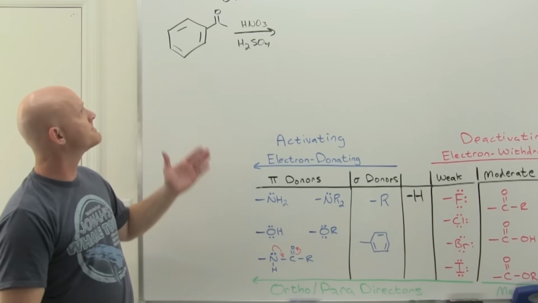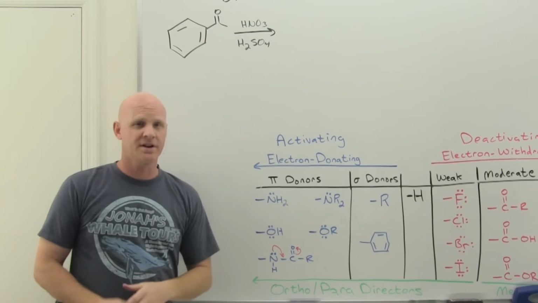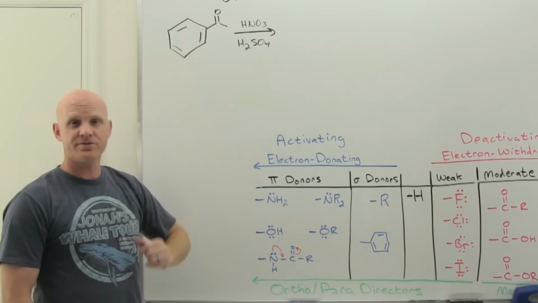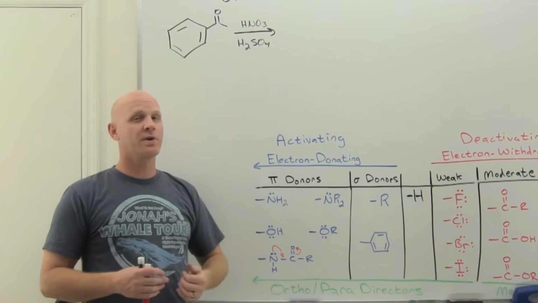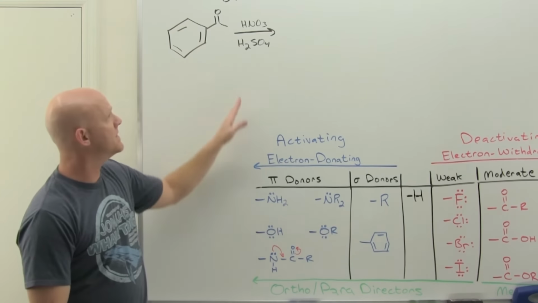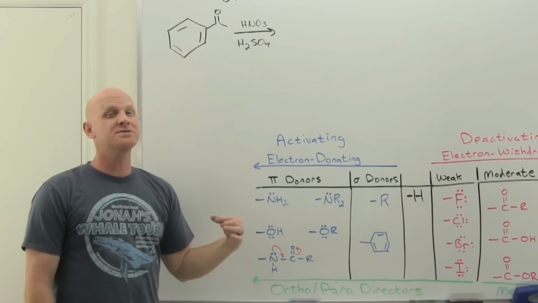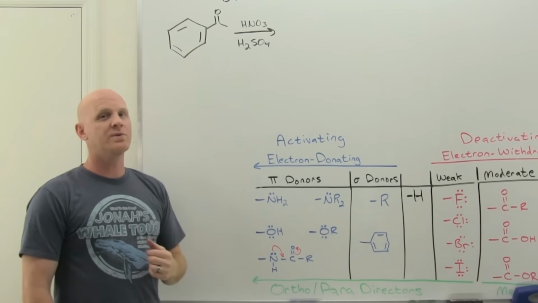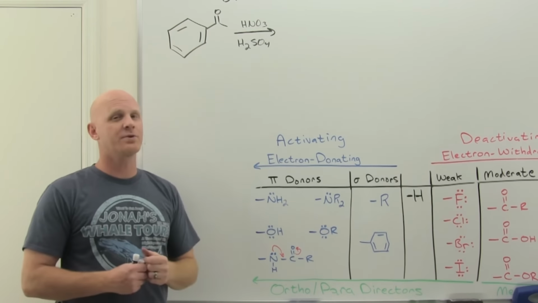All right, so let's take a look at our first example of an EAS reaction. In this case, HNO3, H2SO4, you recall, does nitration. We're going to replace a hydrogen with a nitro group, an NO2 group. So first thing to note is when we're doing an EAS reaction, most of the time, you're typically going to assume it just happens once unless otherwise specified.